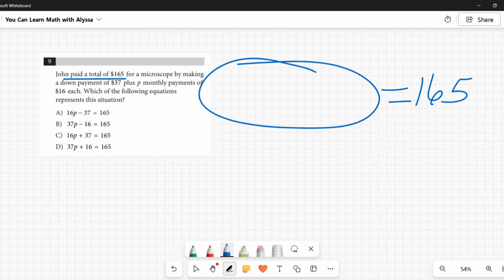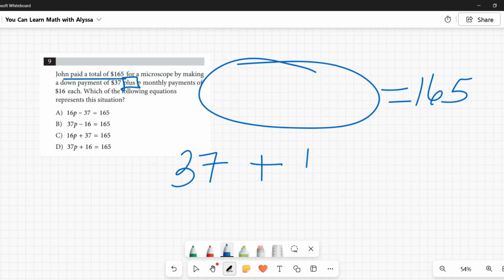He made a down payment of $37. That's a one-time payment. When you make a down payment on a purchase, it could be a house, a car, a microscope, whatever it is, you're paying an initial payment plus, they even use the word plus, sometimes they might say and, but in this one they're being nice, they say plus P monthly payments of $16 each.